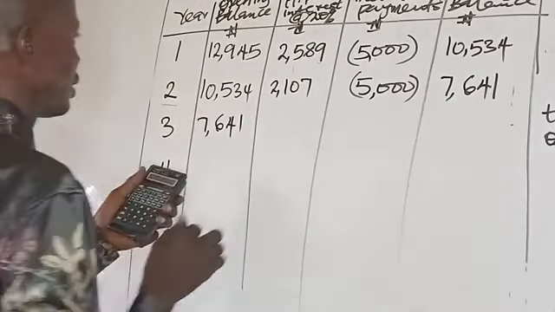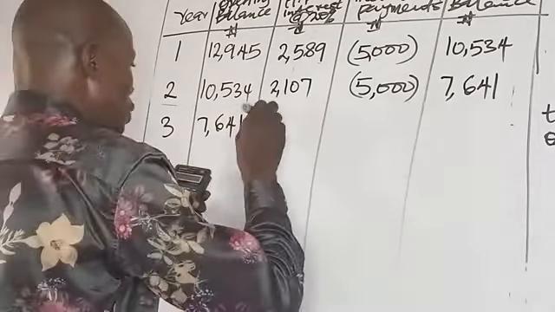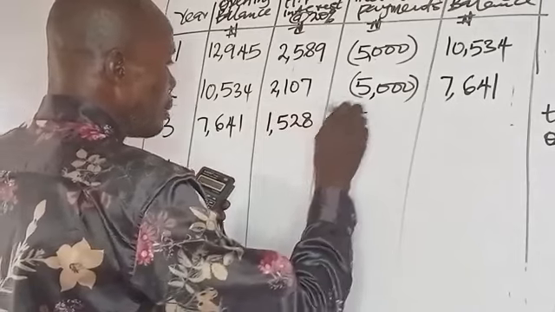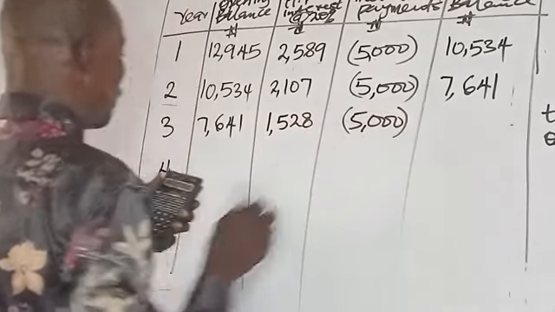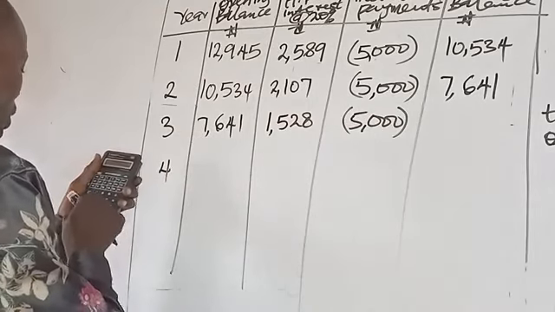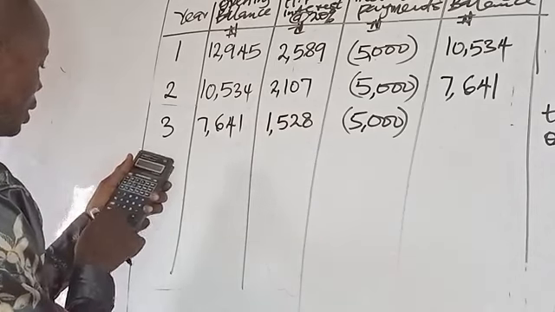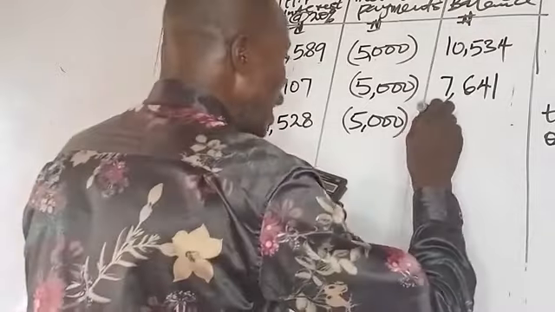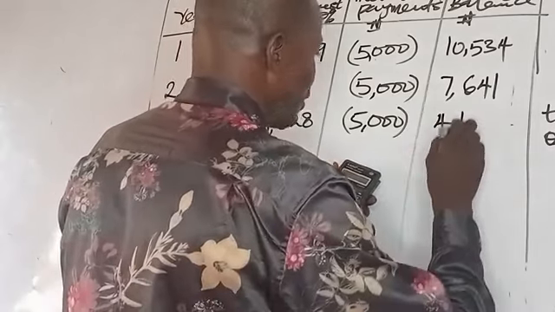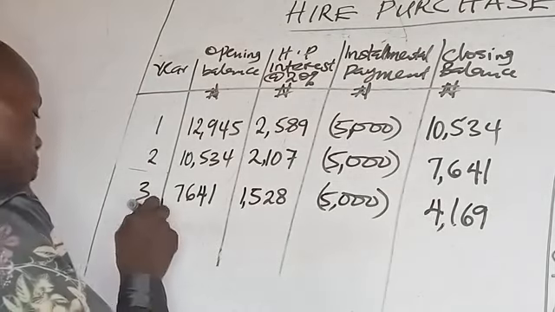7,641. Then calculate 20% of that, you'll be having 1,528. The installment is still 5,000. So let's sum this up: 7,641 plus 1,528 minus 5,000. Then the closing balance will be 4,169. The closing balance in year 3 will be the opening balance for year 4.